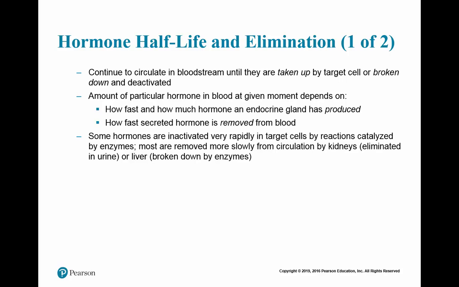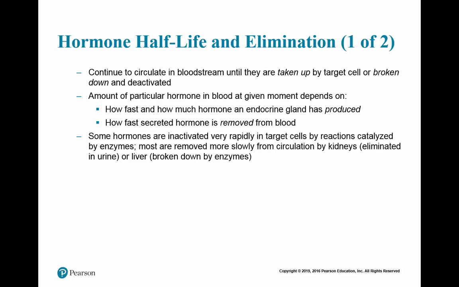Now, looking at the lifespan of the hormone, I told you we'd talk about it later. Those hormones that are made are going to circulate in the bloodstream until they get to a target cell and bind to a receptor, or they're broken down and deactivated. So the amount of hormone in the blood varies from minute to minute. It's going to depend on how fast and how much hormone the endocrine gland is making and how fast it gets removed from the blood.